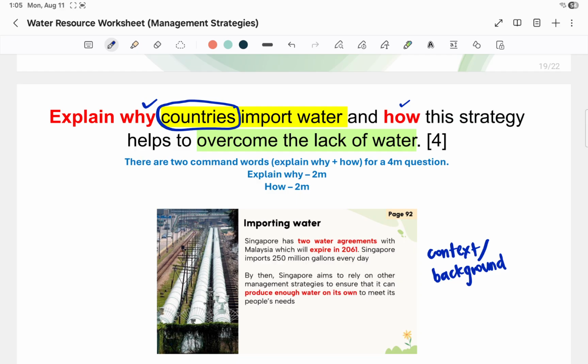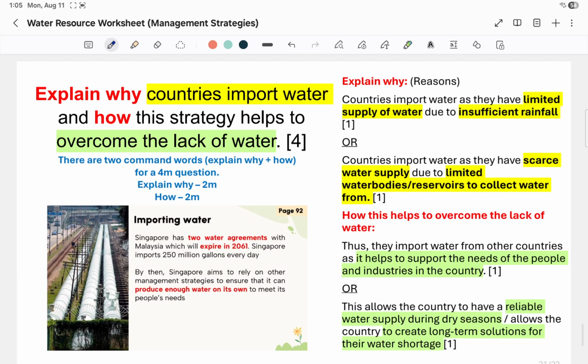Okay, so this is a 4-mark question. If it's a 4-mark question, there are 2 command words. Let's split it evenly, so it's 2 marks and 2 marks. Looking at this, you can see how I break down the answer. I write about the reasons first. Why exactly do we need to import water?